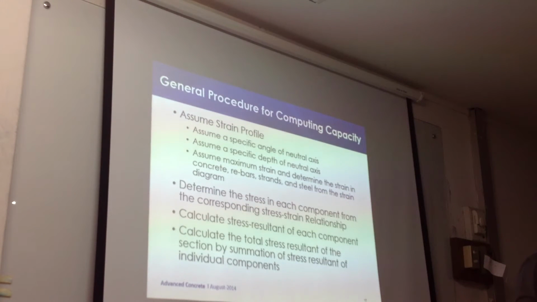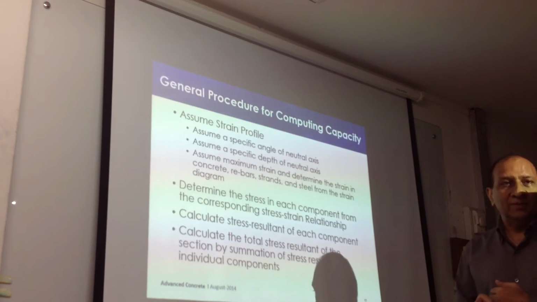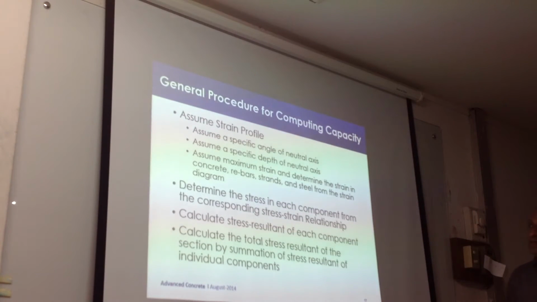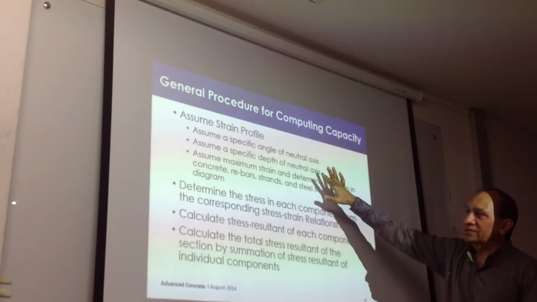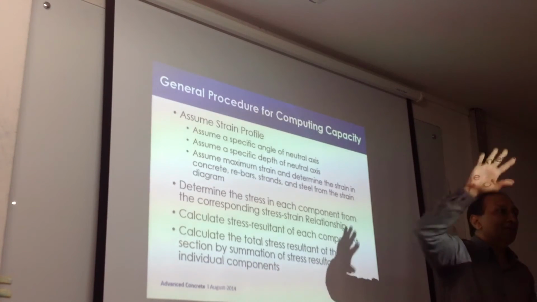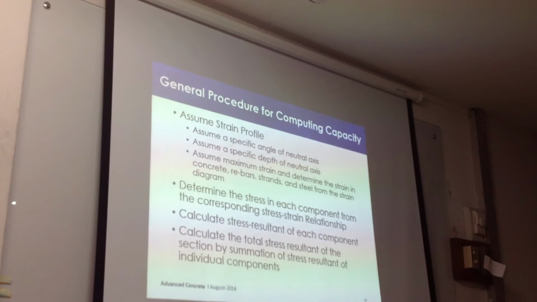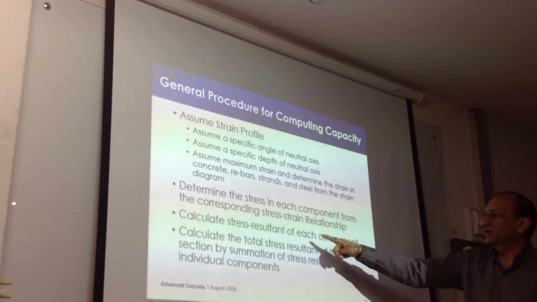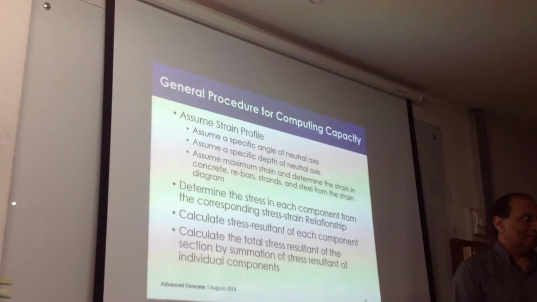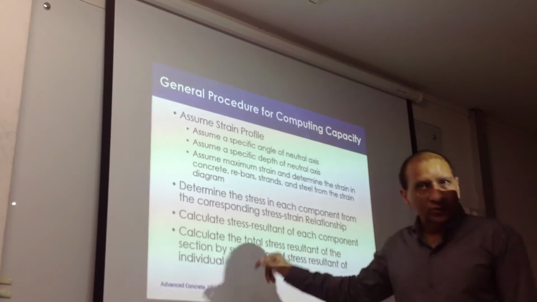That's it. Correct? So it's an extremely simple concept. Assume a specific depth of neutral axis, assume maximum strain, and determine stresses. These are things I will show one by one. This is exactly what you have been doing before, but you have been doing it without knowing that what you're doing is actually very general and can be expanded to cover all of the other cases that you do not consider, right? Determine the strain in each component and the corresponding stress-strain relationship, calculate the stress resultant for each component, calculate the total stress resultant. Right?